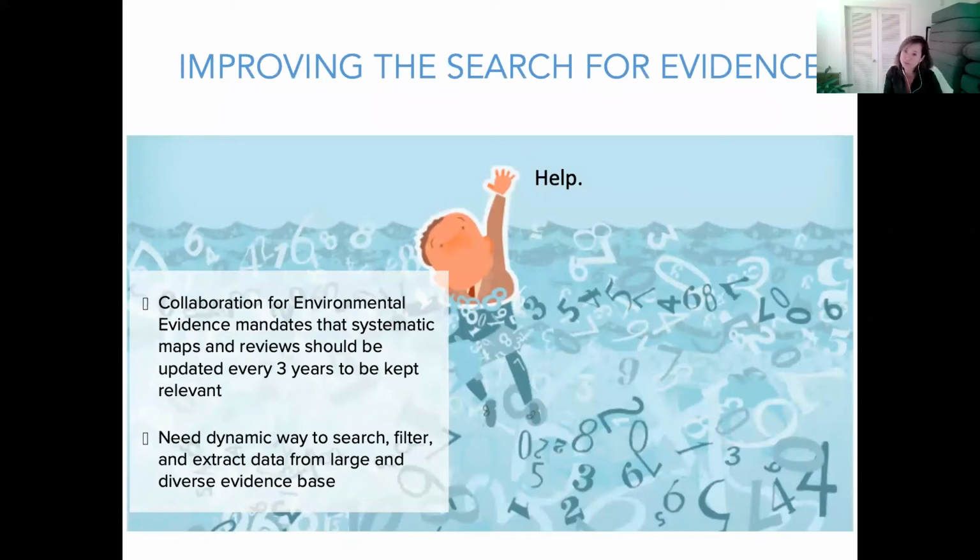And one of the great values of conducting syntheses in this systematic way is that they can be reliably and consistently updated over time, resulting in a dynamic evidence base. So, the minute you conduct your search, it is out of date. And under the guidelines from CE, we mandate that reviews should be updated every 3 years. So there really is a need to improve how we screen for evidence in a way that's dynamic.